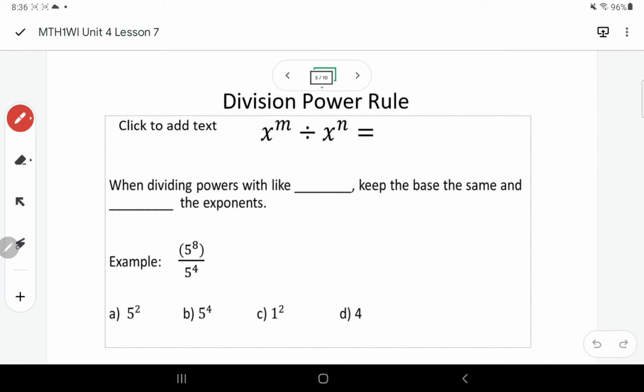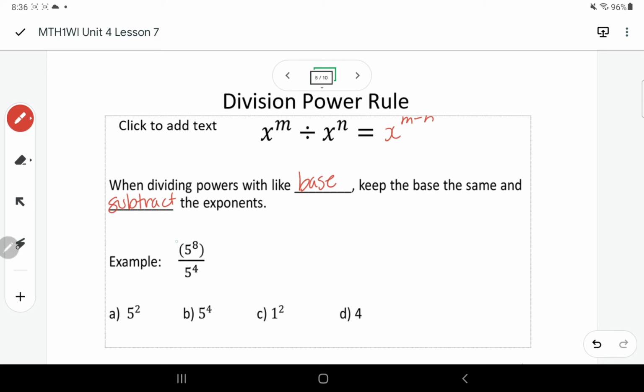So again, the rule is the same whether your base is a number or a variable. We keep the base the same and subtract the exponents. The bases, of course, have to be the same to start with. So make sure you get that filled in your notes. And then there's another multiple choice question. Again, this one highlights some of the really common errors that people make with dividing powers.